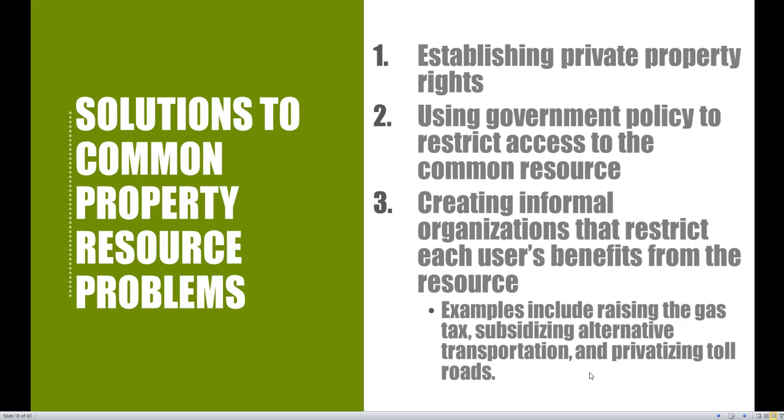So altogether, we have three different types of market failures. We have the common property resource, we have the externalities, and we have the public goods. And we took a closer look at a few of the idiosyncrasies within each of these market failures, and also a few of the solutions to help combat it.